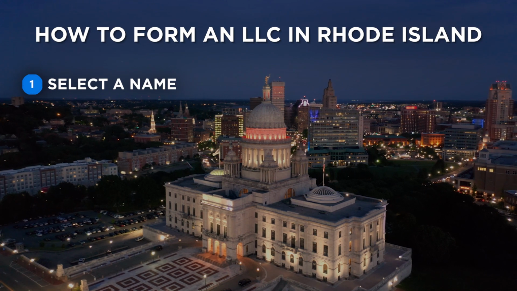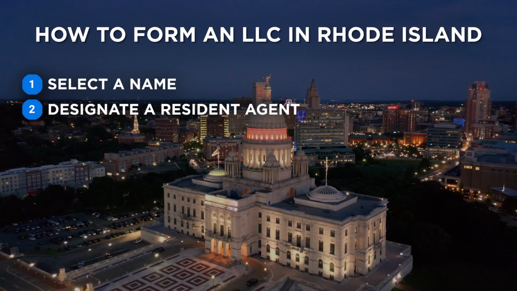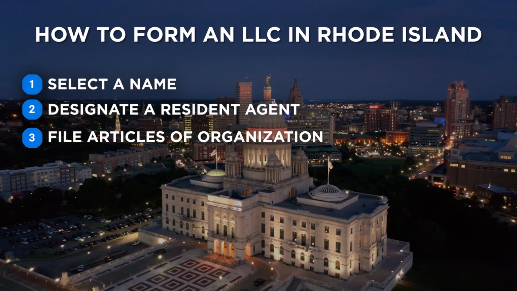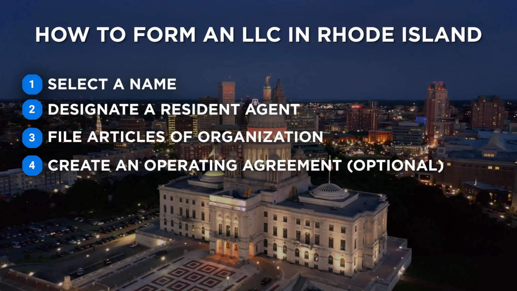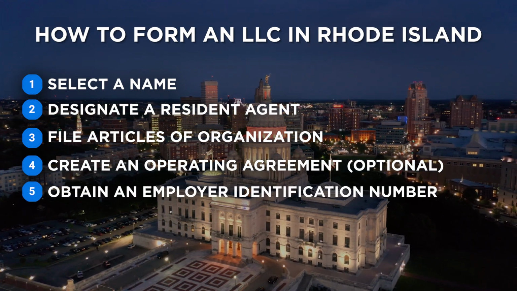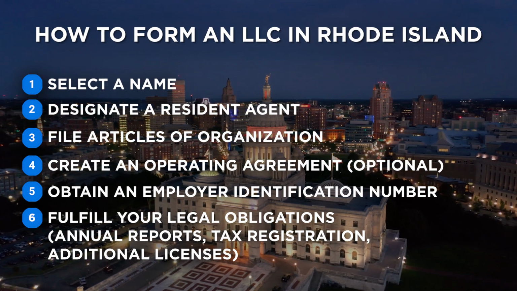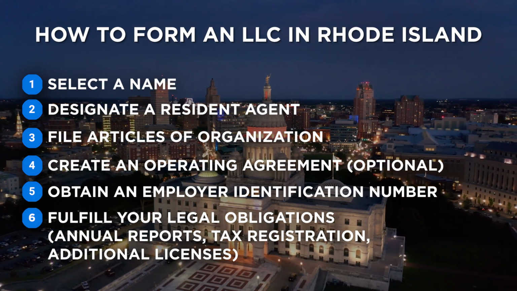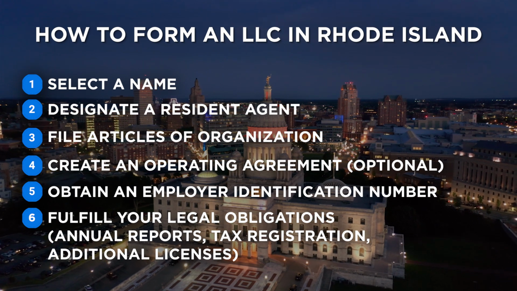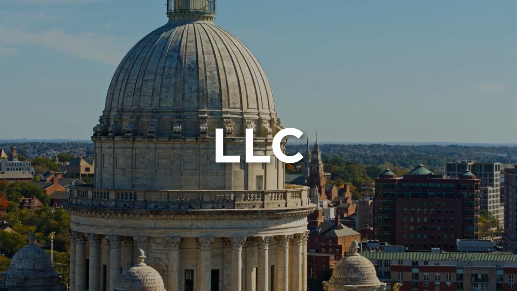So, to sum it up, how to form an LLC in Rhode Island. 1. Select a name. 2. Designate a resident agent. 3. File your Articles of Organization. 4. Create an operating agreement. 5. Obtain an employer identification number. 6. Fulfill your legal obligations, particularly those relating to submitting annual reports, registering for state taxes, and applying for any additional licenses you may need. By completing these steps, you can form an LLC in Rhode Island.